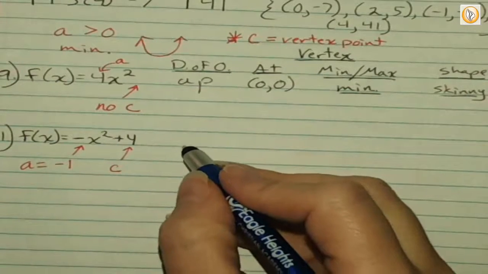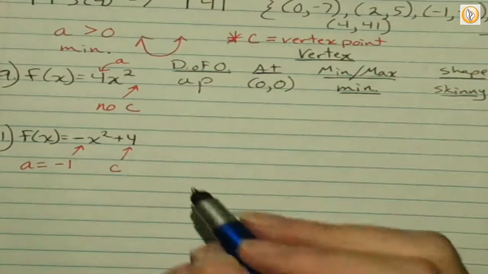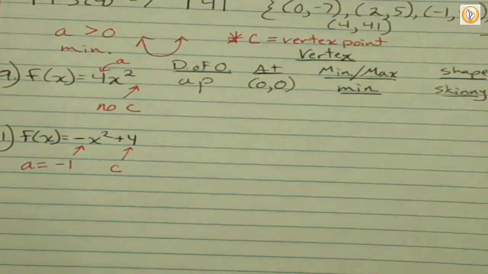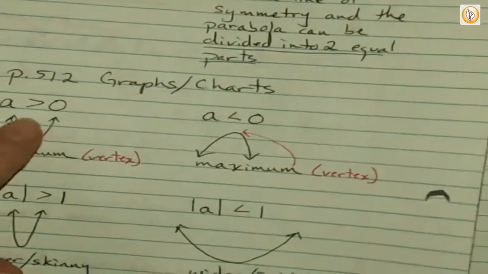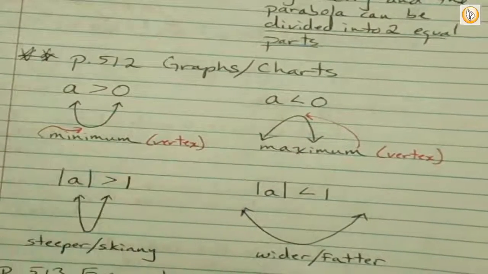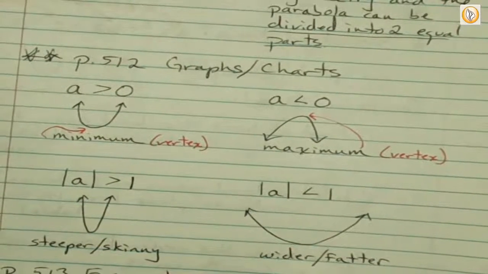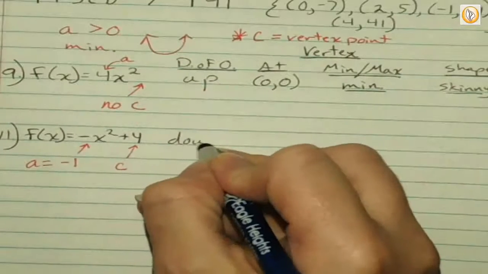Now, direction of the opening. We're looking at A. Sophia, which direction? If A is negative 1, is it greater than 0 or less than 0? So then which direction does it open? There you go. So it's down.